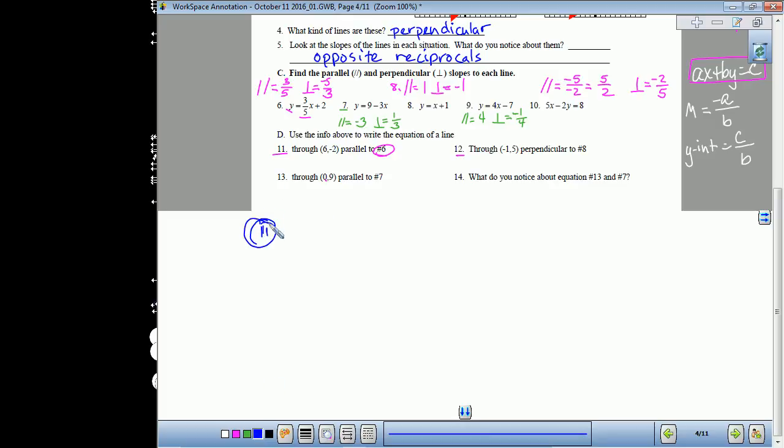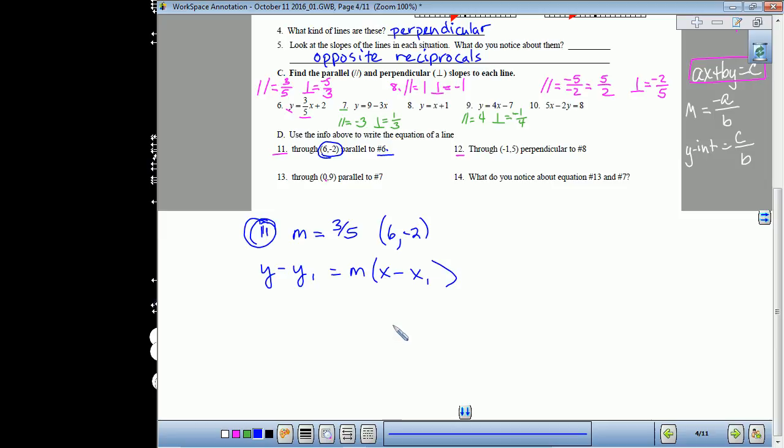Okay, so number 11. They're giving us a point and they say it's parallel to number 6. So all we have to do is check out number 6. Parallel, the slope is the same. So the slope would be 3/5. The point is the point (6, -2). So point slope is y minus y1 equals m times x minus x1.